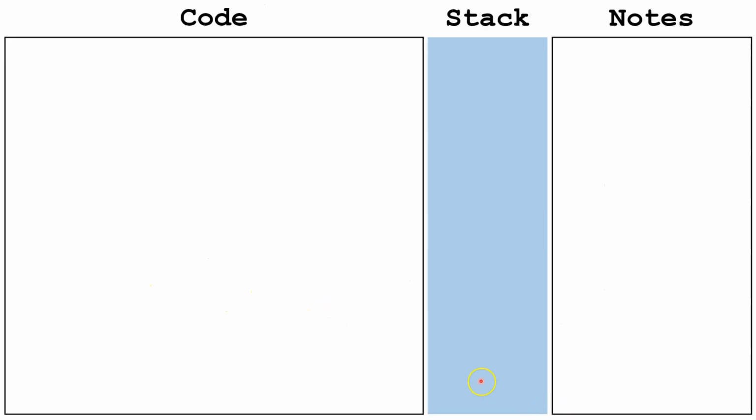Let's start by looking at some code. So here we have our code, here we have the data on the stack memory, and here we have some notes. We'll start by declaring a variable, a, of type double, and initializing it to be 3.0. Then we'll add it on the stack here.